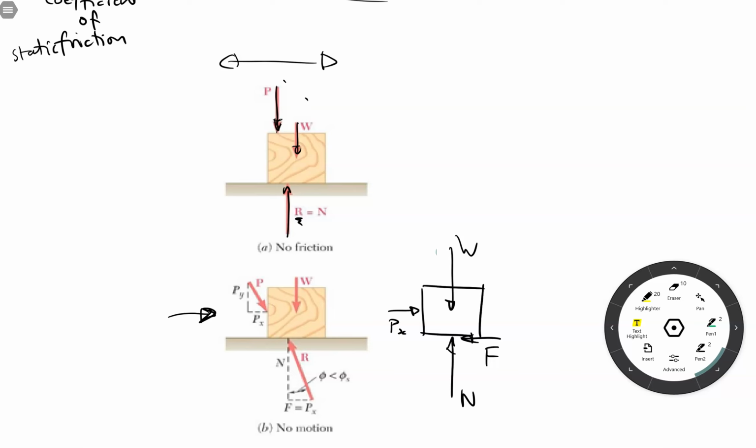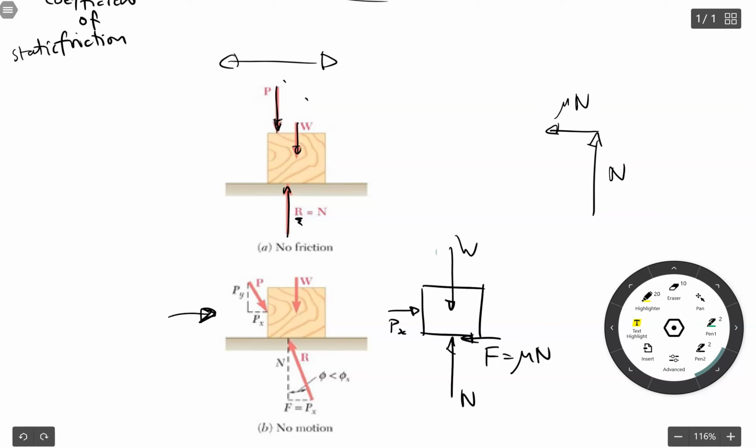But we know that F is equal to mu N. So if we draw a little triangle here, if we take that force N and that force F, so this is mu N and this is N, so we can combine these two vectors to make an overall reaction force R. And if we look at this angle in here, we'll call it phi.